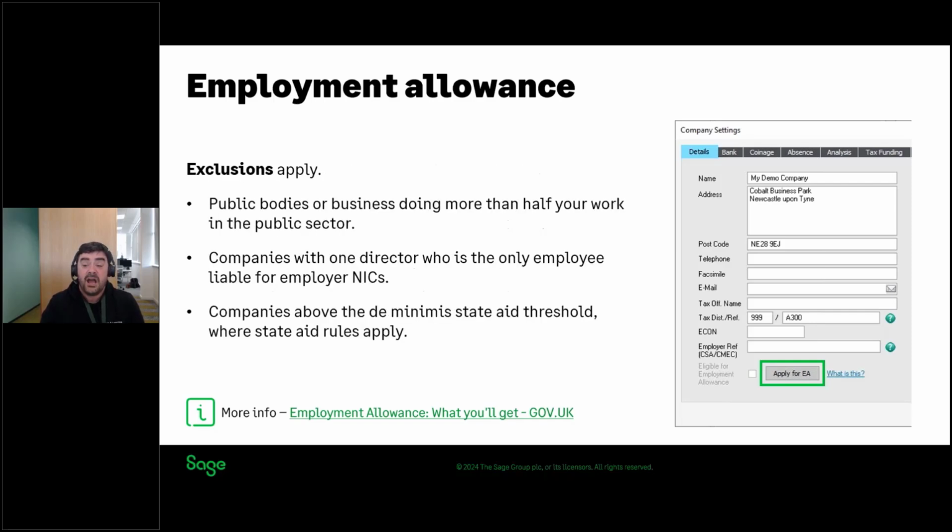Now, there are some exclusions that apply to employment allowance. So you can't claim it if you're a public body or a business doing more than half of your work in the public sector. You can't get it if you're a company with one director who is the only employee liable for employer NICs. And companies that have state aid above the de minimis state aid threshold, where state aid rules apply, are also not eligible. But that is mainly businesses based in Northern Ireland, and you can read more about state aid rules on the guidance on the gov.uk website.